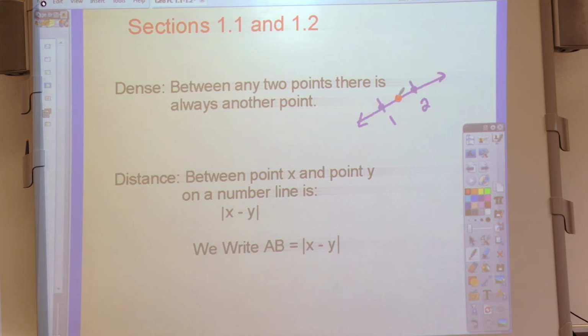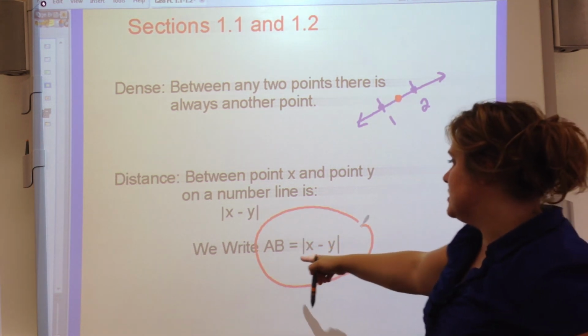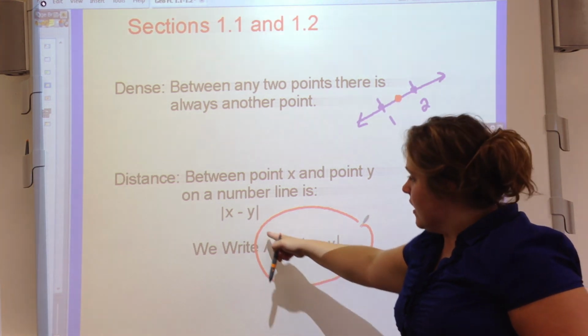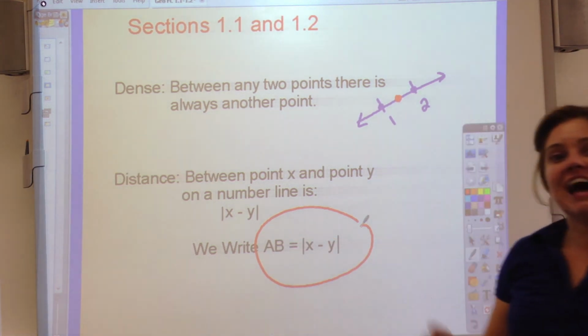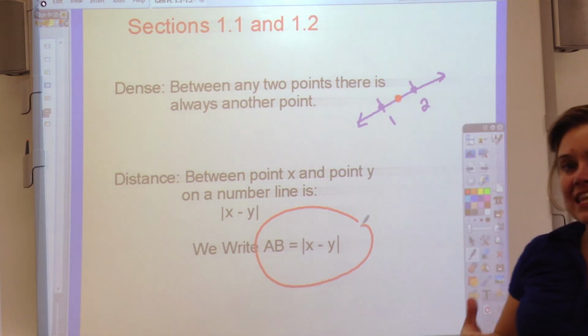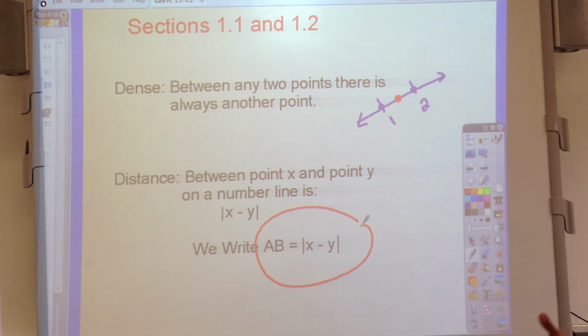Now the distance between point X and Y on a number line is simply the absolute value of their difference. So notice that here when we find the distance between A and B, we don't draw a line above it. If there's a line above it, that means line AB. And if we just see AB, that means the length of line AB. And it's the absolute value of the difference between their endpoints.